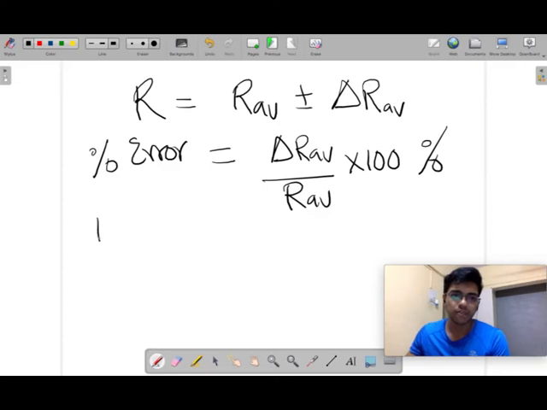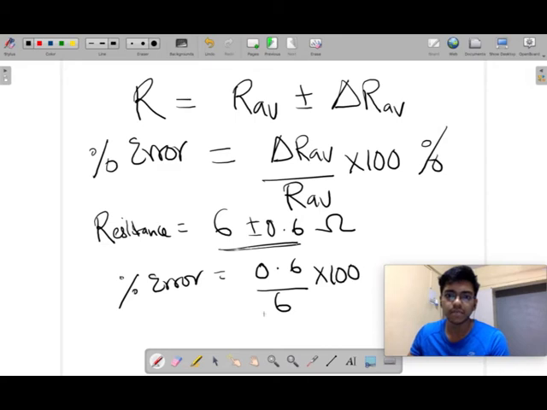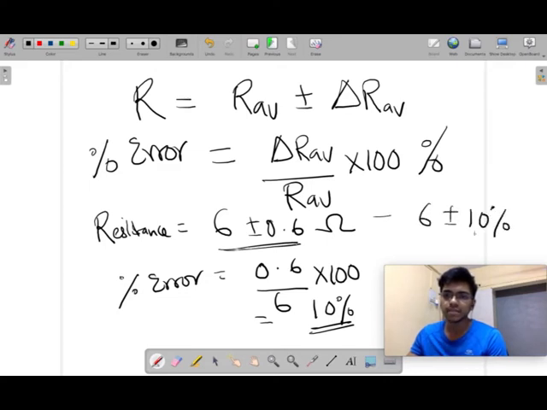I'll give you an example. I could find the resistance of a wire as 6 ohms plus or minus 0.6. In this case, 6 ohm represents the average value, plus or minus 0.6. So what is the percentage error here? Percentage error is 0.6 by 6 into 100, which is 10%. In some cases, instead of 6 plus or minus 0.6 ohm, they will write it as 6 plus or minus 10%, which means 10% of 6. So you should be able to convert these two back and forth.